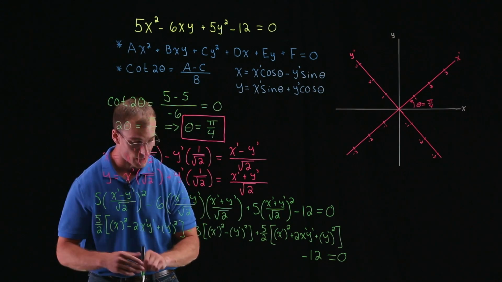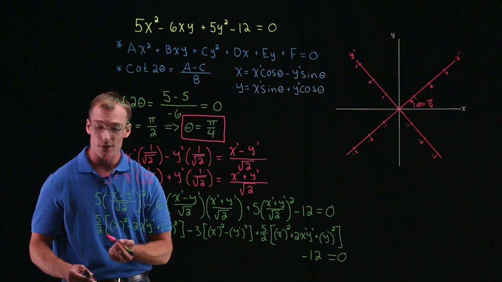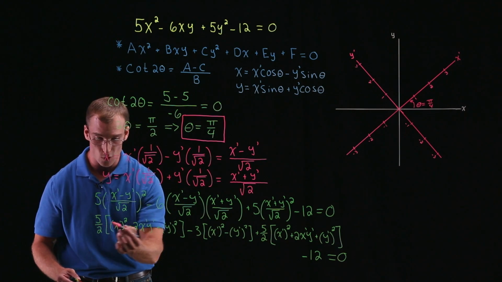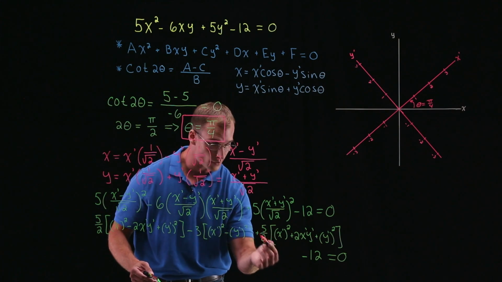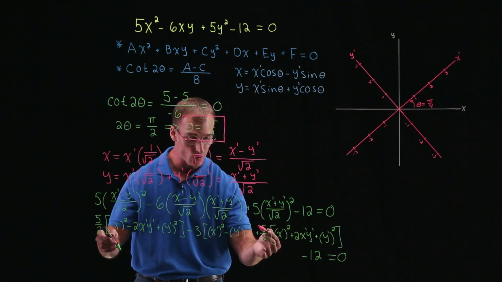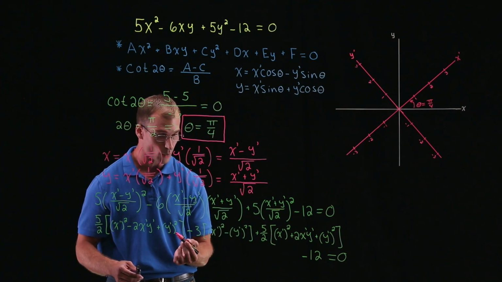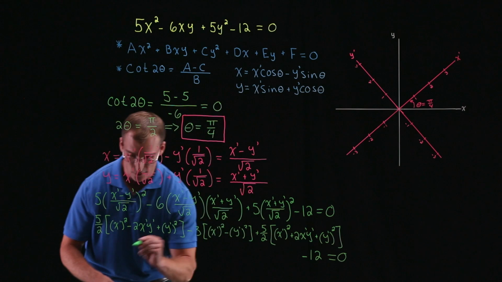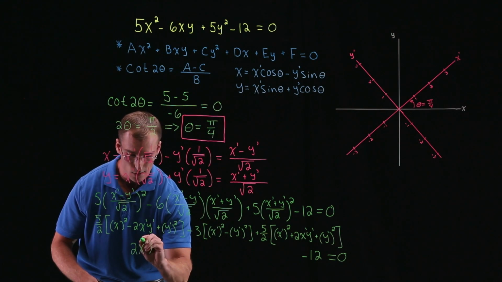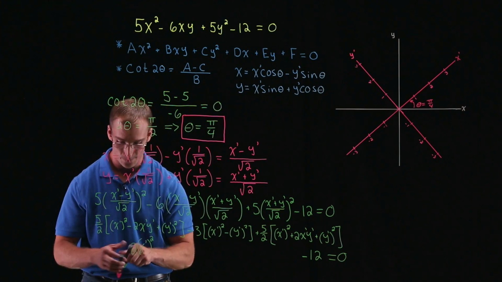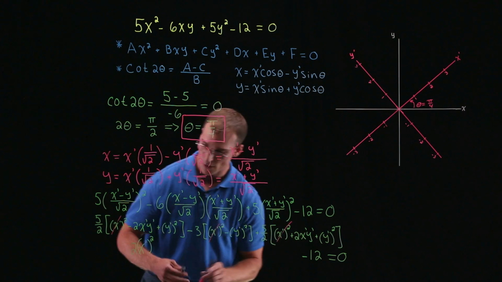Now let's combine like terms if we can. So let's see what we have. Well, let's start with the x prime squared terms. So we have an x prime squared, so multiplying with 5 halves x prime squared. Going to the end, we have another 5 halves x prime squared. Adding both of those together, we get 5x prime squared, and then minus 3x prime squared. That's going to give us 5 minus 3, or 2, say, x prime squared. Okay, so we're done with our x prime squared terms.